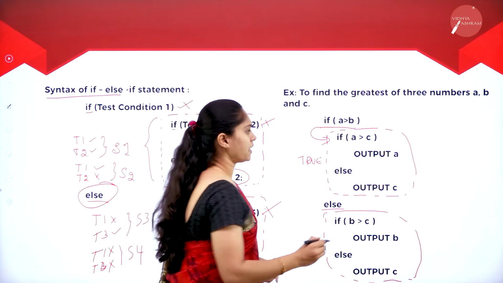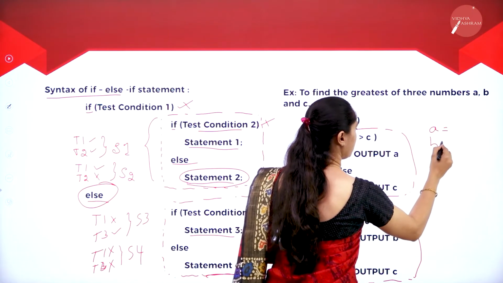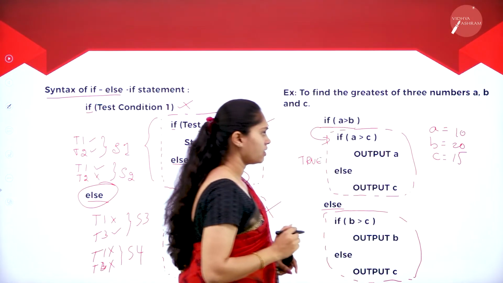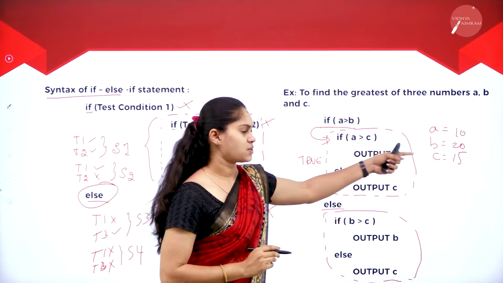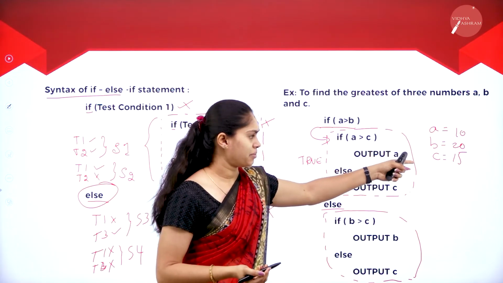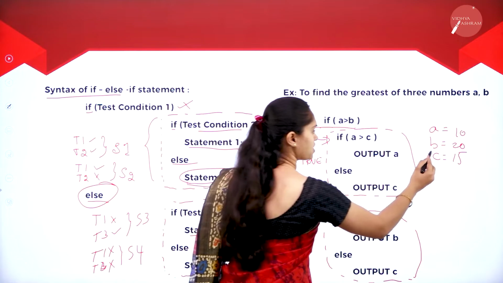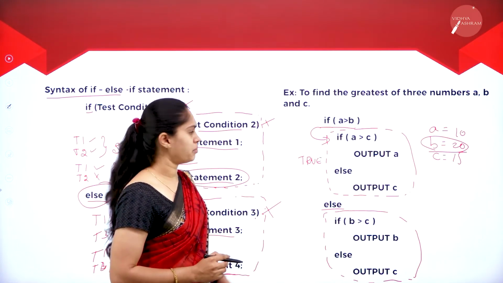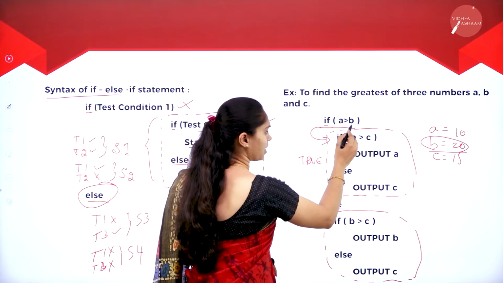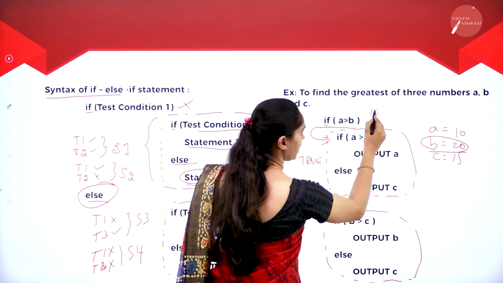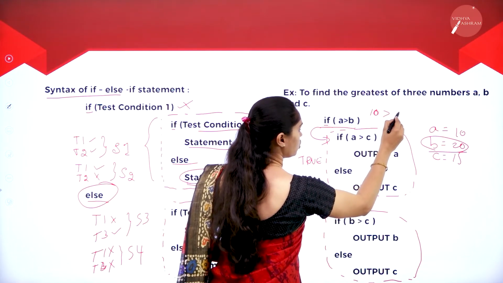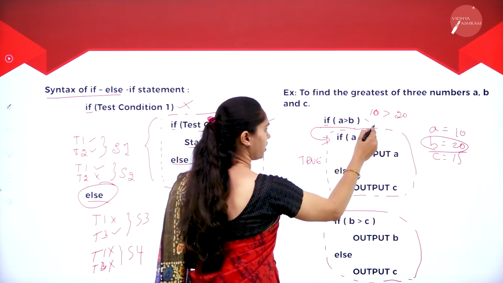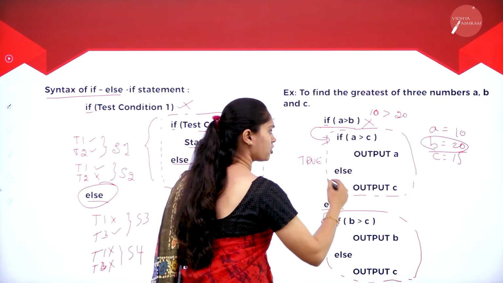Okay. So let me take values for A, B and C. Consider 10, 20, 15. If you just look at this, you can say which is the greatest among these 3, whether A, B or C. B is the greatest, it is holding 20. So we'll see whether we get the same answer by this program. If A is greater than B, what is the value? Value of A is 10 and value of B is 20. Is 10 greater than 20? No, 10 is not greater than 20. So this part will not execute.